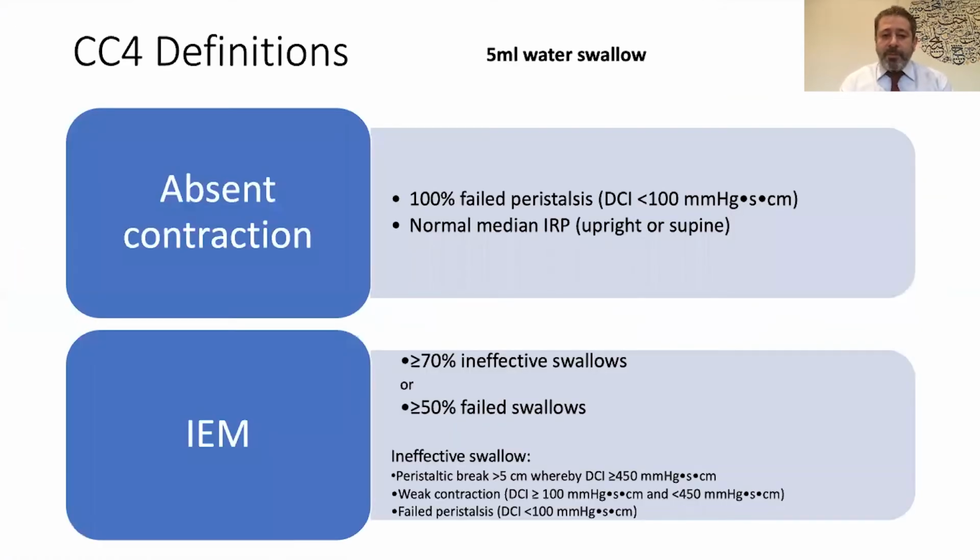The definition of absent contraction hasn't changed compared to the previous iteration. Absent contraction is defined as 100% failed peristalsis and a normal median IRP, in other words, no obstruction. IEM, ineffective esophageal motility, is defined as either greater than 70% ineffective swallows or over 50% failed swallows, with ineffective swallows defined as peristaltic breaks of over 5 centimeters, weak contraction, whereby the distal contractile integral is greater than 100 millimeters of mercury second centimeters but under 450, or failed peristalsis, whereby DCI is less than 100.